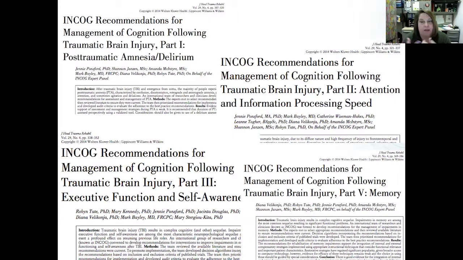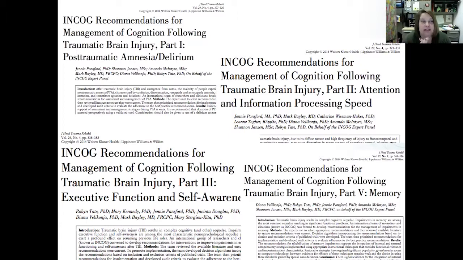This group got together, which actually included a lot of people from ACRM, to give information that was exclusive to the TBI population, that was freely available, which the manual is not, and that provided very specific audit criteria about how they came about their recommendations. And they formed an international panel of experts in cognitive rehabilitation after TBI, referred to as the INCOG team. And so they have these different articles in the Journal of Head Trauma and Rehabilitation.